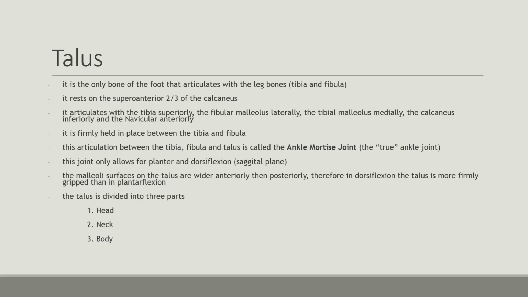So we can say the talus is the only bone of the foot that articulates with the leg bones, the tibia and the fibula. It rests on the superior anterior two thirds of the calcaneus, and it articulates with the tibia superiorly, the fibular malleolus laterally, the tibial malleolus medially, and the calcaneus inferiorly, because it sits right on top of it. Just anterior to the talus we find the navicular.